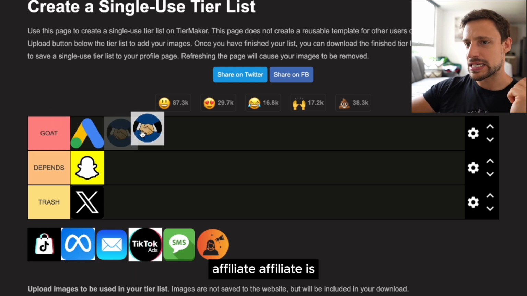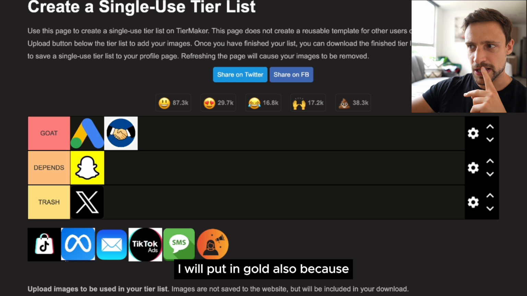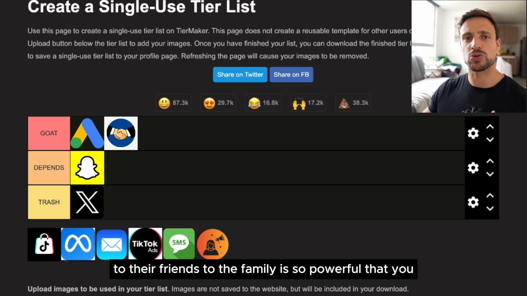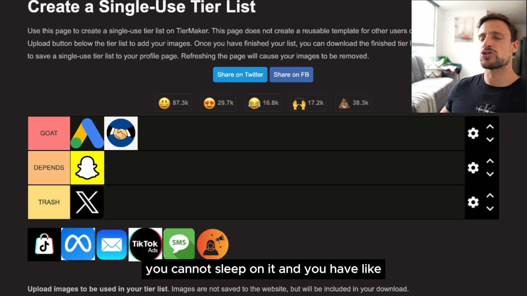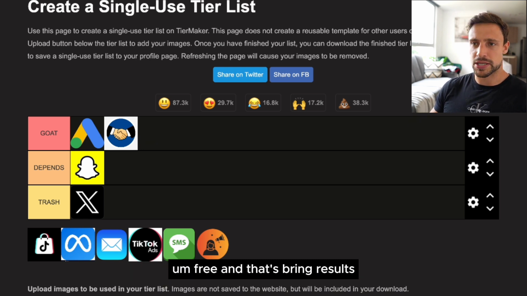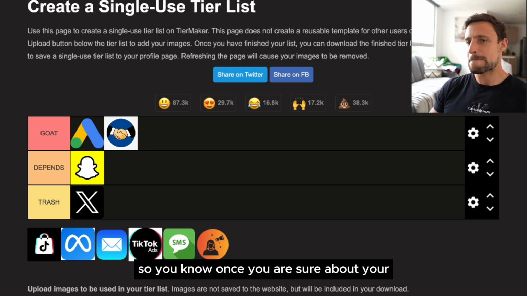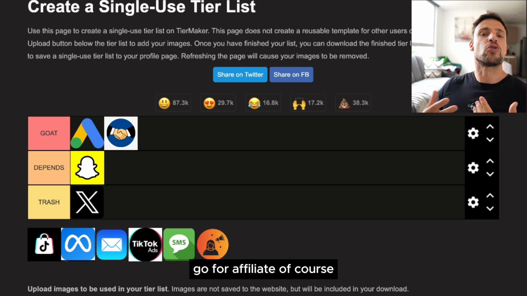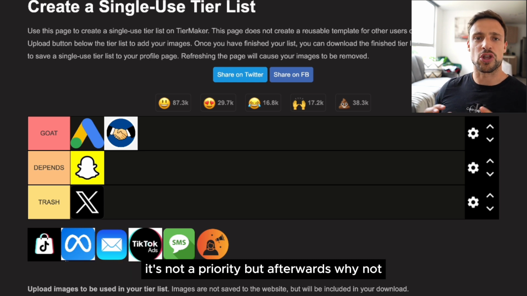Affiliate I would put in GOAT also, because the power of having people talking about your brand to their friends, to their family is so powerful that you cannot sleep on it. And you have solutions like GoAffPro or other things that are very convenient, free, and that bring results. So once you are sure about your sales and your product, go for affiliate. Of course, not something that you put at the very beginning. It's not a priority, but afterwards, why not?